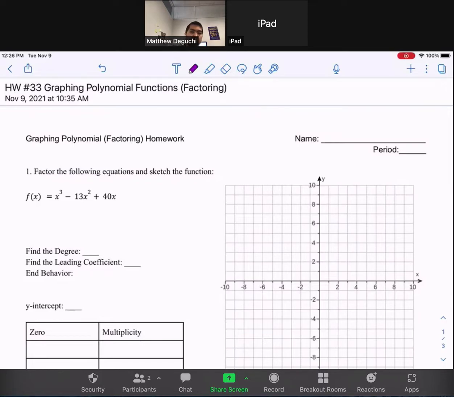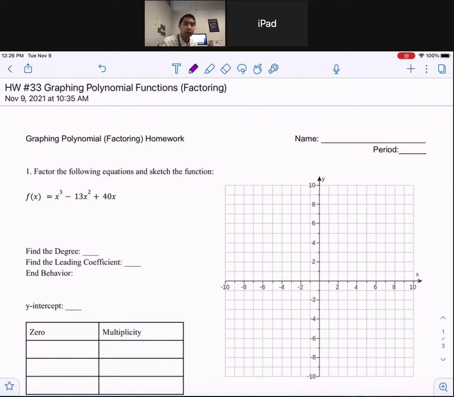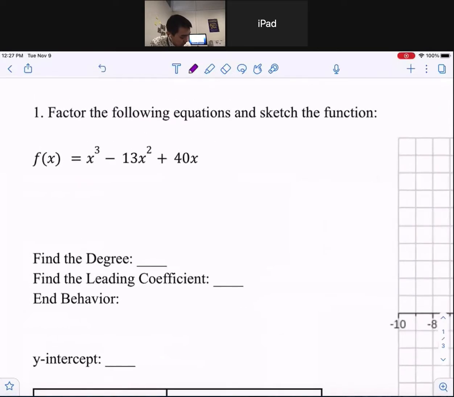Hey guys, here's your homework number 33, graphing polynomial functions, but now you have to factor. So for number one, first let's factor this out so we can take out an x from each term. We're going to get x squared minus 13x plus 40. Now, this is an a equals 1 case trinomial, so you're going to factor this using the x method, 40, negative 13.